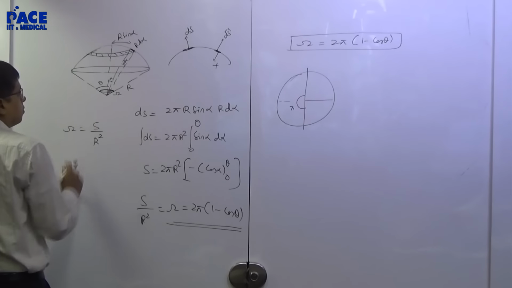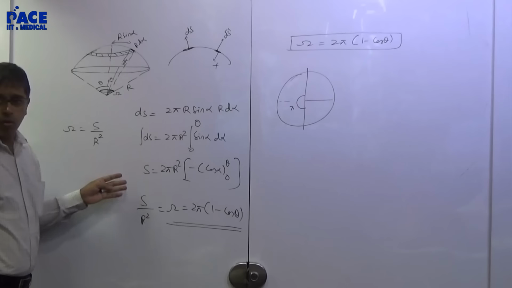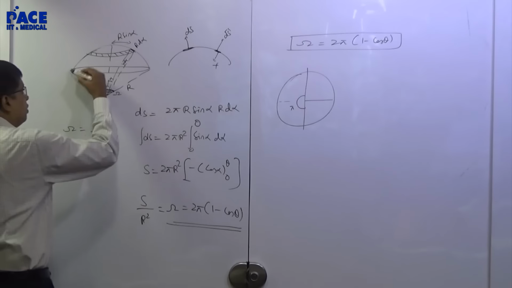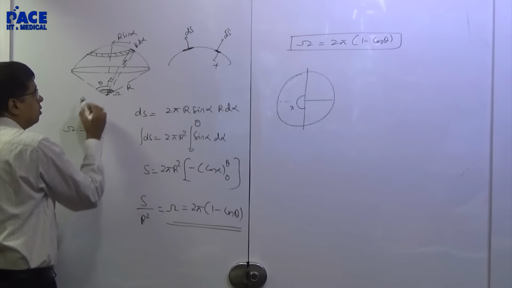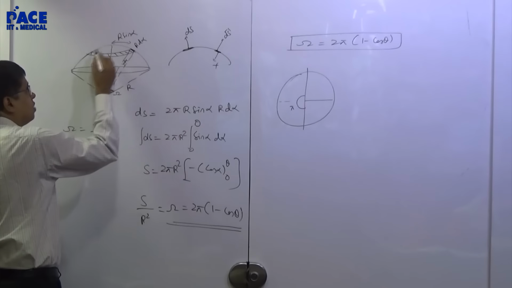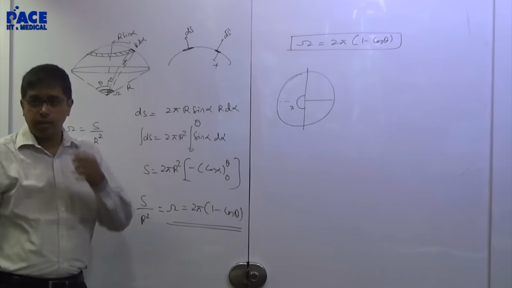So we can use a cone kept horizontal. This area divided by r square is this solid angle. How will I get the total dome's area? I took the area of the ring and I integrated to get the total dome.